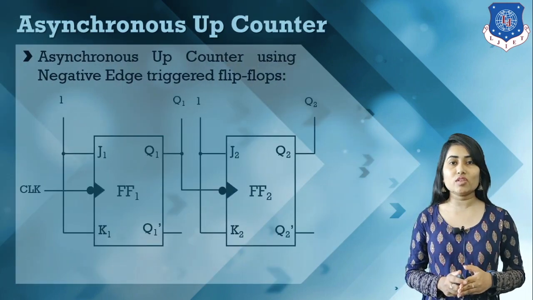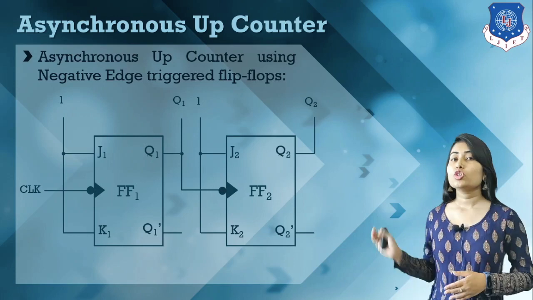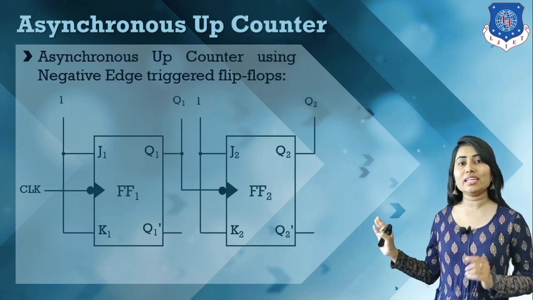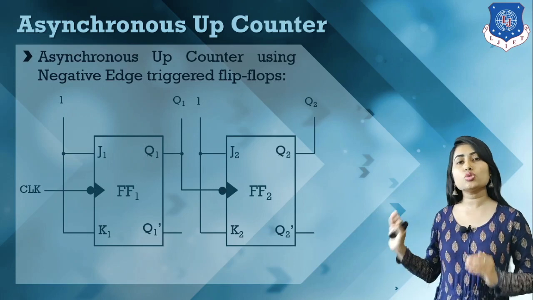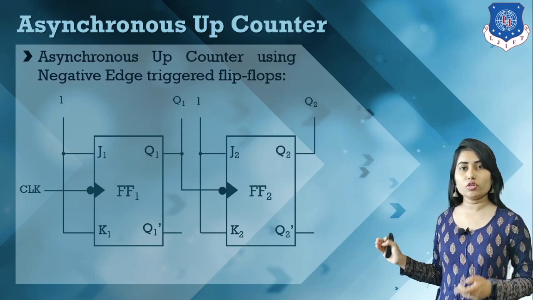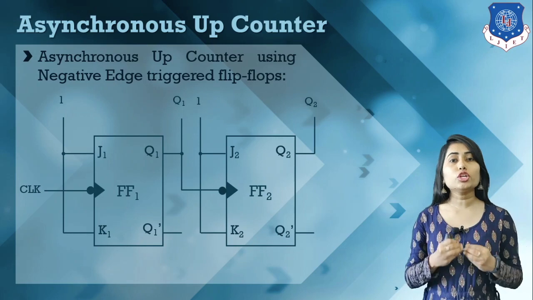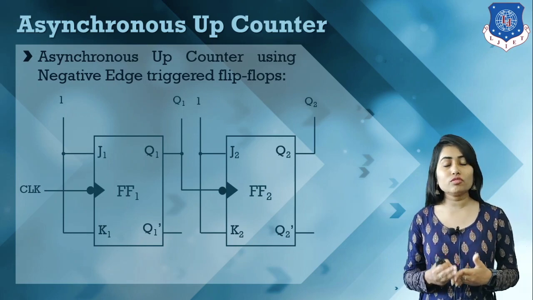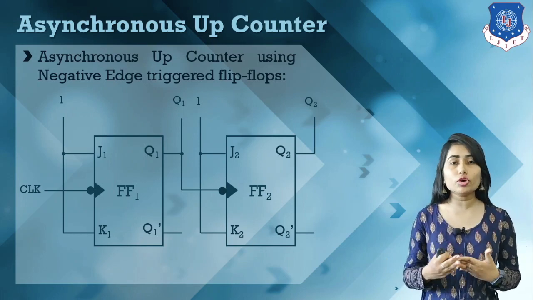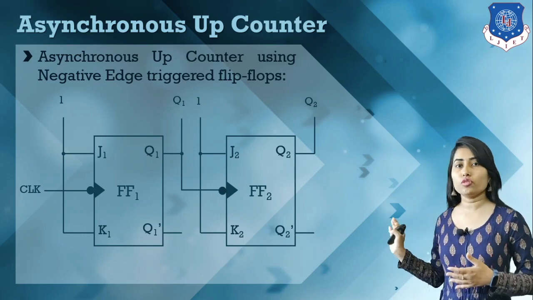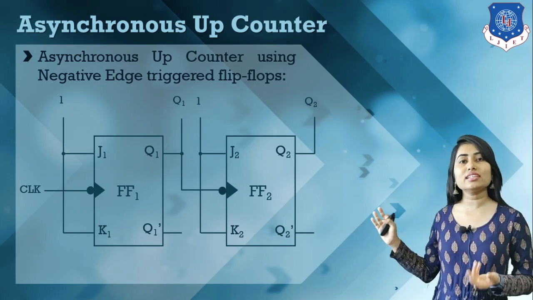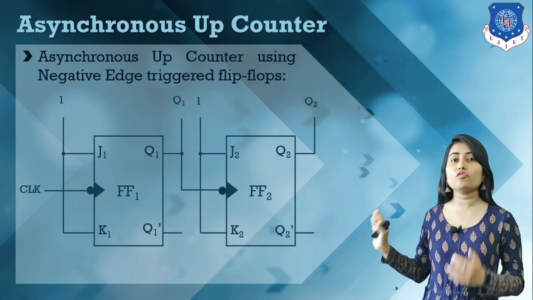Here we have a logical diagram of an asynchronous up counter using negative edge trigger JK flip-flops. This is a 2-bit asynchronous up counter, as here we use 2 flip-flops. For 2 bits we have to use 2 flip-flops; for an example of 4 bits, we have to use 4 flip-flops. Here we design this asynchronous up counter for 2 bits.